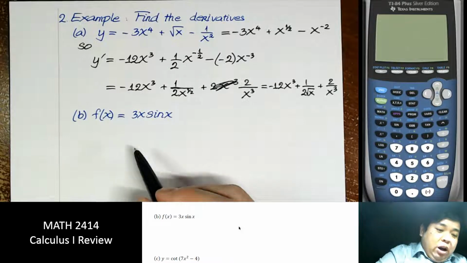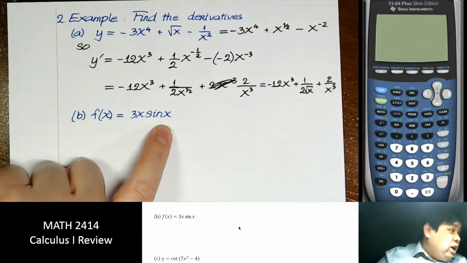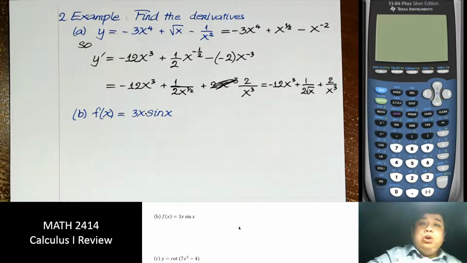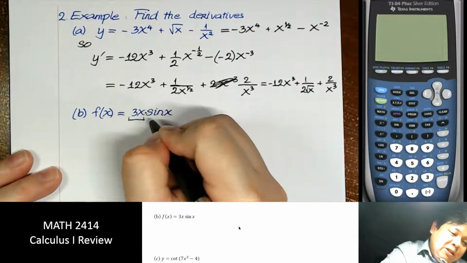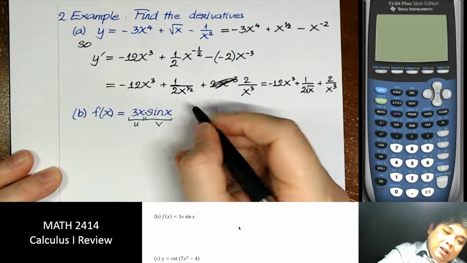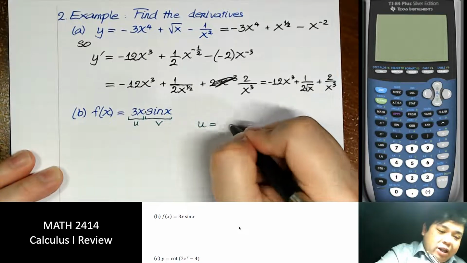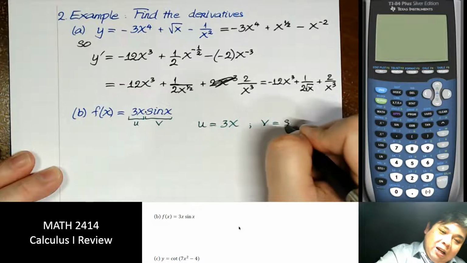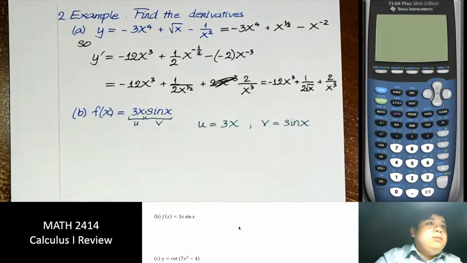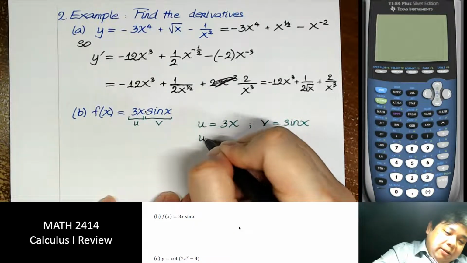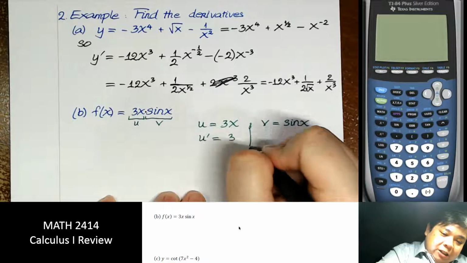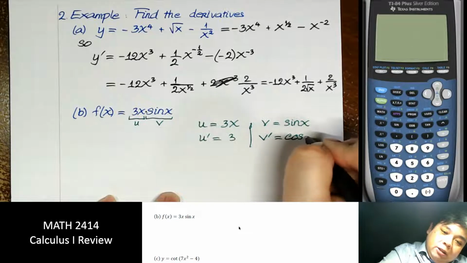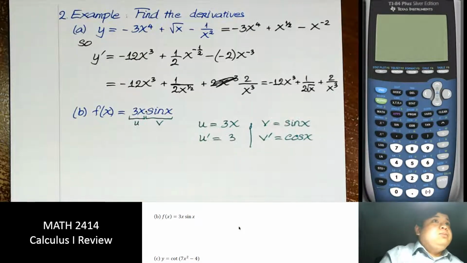Anyway, so for this one, we can take the derivative of 3x. We can take the derivative of sine x, but this is going to be a product. So we're going to use the product rule, where u is 3x and v is sine x. So the derivative of 3x is 3, and the derivative of sine x is cosine x.